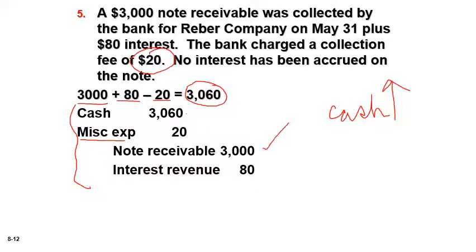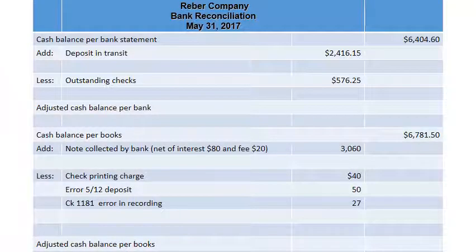We have a note receivable, and it says the interest was not accrued. Okay, so since the interest was not accrued, we're going to record revenue. If it had been accrued, there would have been an interest receivable. So this will be an addition because the cash balance needs to increase. So cash is going up, so we're going to add it.